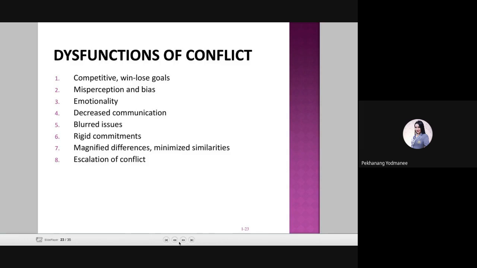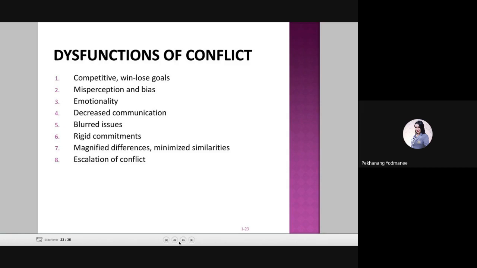Next, rigid commitments. The parties become locked into positions against the other side. Challenged, the parties become more committed to their points of view and less willing to back down from them for fear of losing face and looking foolish. Thinking processes become rigid, and the parties tend to see issues as simple and either-or rather than as complex and multi-dimensional.